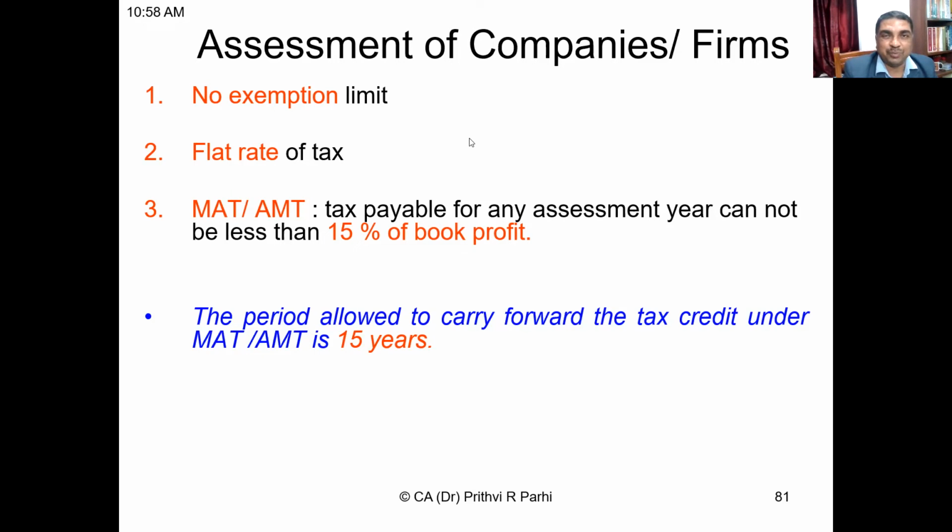You might be wondering, what is this MAT or AMT? Friends, you see, Income Tax allows certain deductions, certain reliefs, certain rebates, or when you are computing business income, certain expenses are allowed. And there is a possibility that one may take advantage of these deductions, rebates, reliefs, and consequently may pay lower tax. How can one pay lower tax? It is possible that under the Income Tax Act, the profit may be lower than the normal profit. Okay, these possibilities are there.